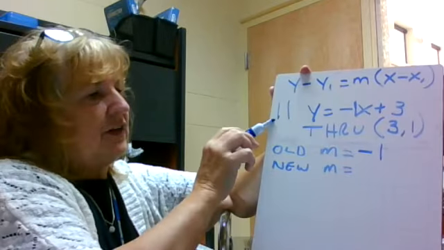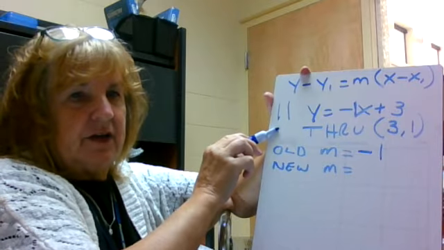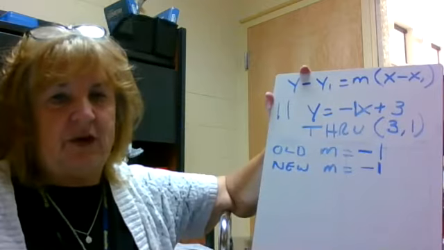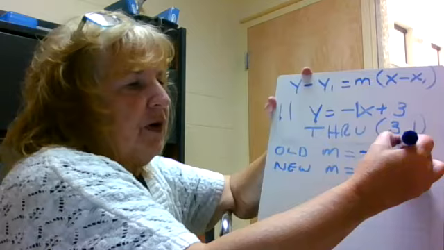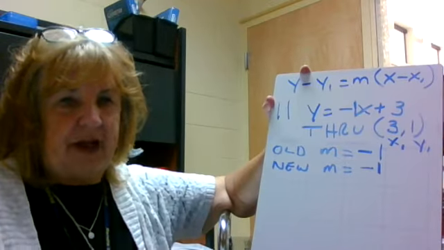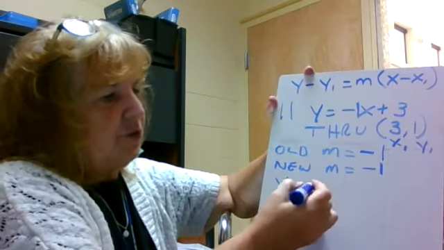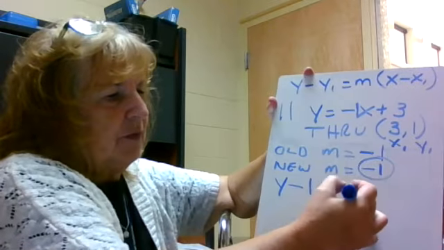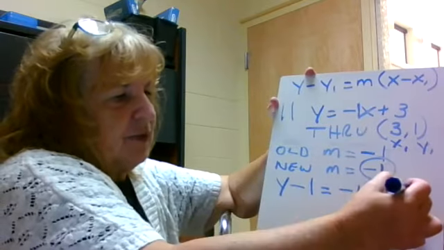The new slope, well, that's when we take a look at this. They're supposed to be parallel. That means the slopes have to be the same. So if the old slope is negative 1, the new slope is negative 1. And then it's going to go through the point 3, 1. So there's your x1, y1. Now we just plug the numbers in. Leave the y alone, minus y1 equals my slope, negative 1, and then x minus x1.